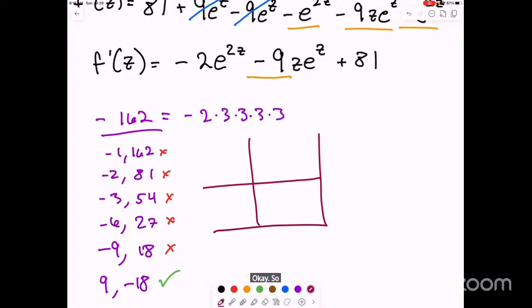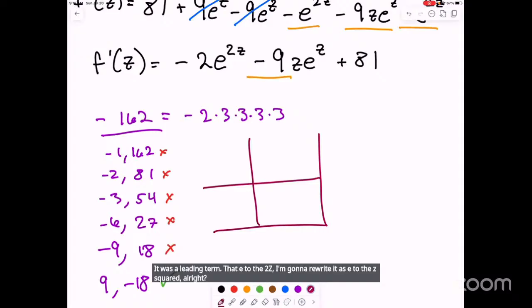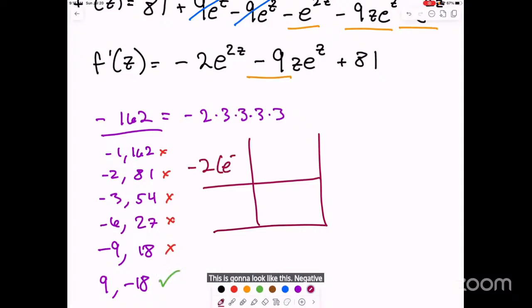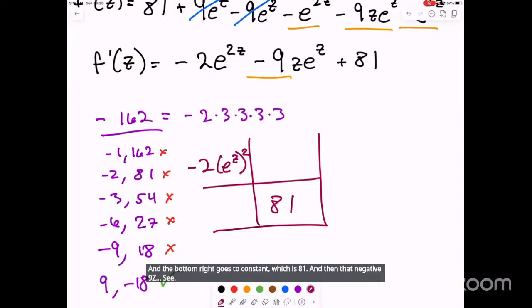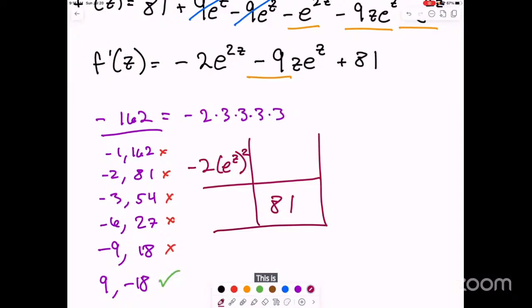So in the upper left-hand corner goes the leading term. That e to the 2z, I'm going to rewrite it as e to the z squared, all right? So it's going to look like this: -2 e to the z squared, okay? And in the bottom right goes the constant, which is 81. And then that -9z, see, something is missing. There's a z missing somewhere.